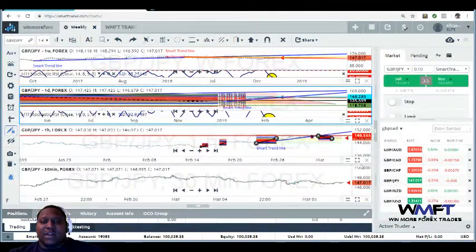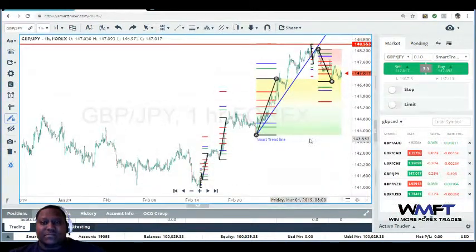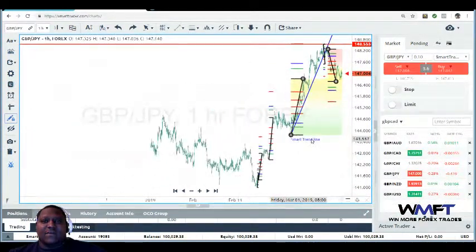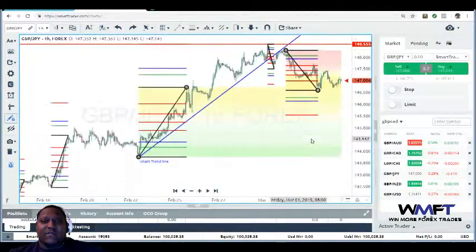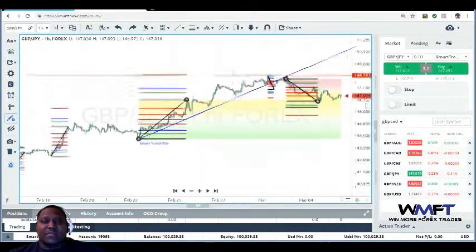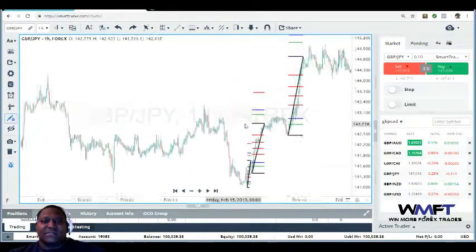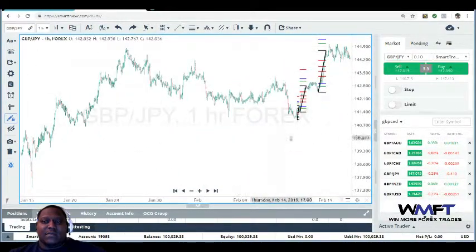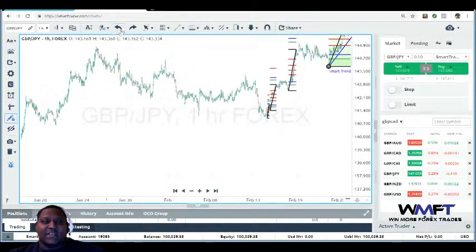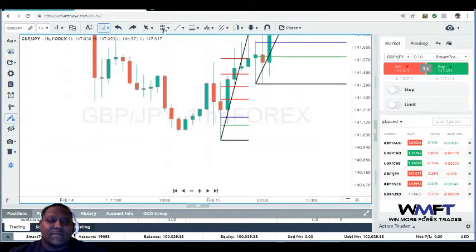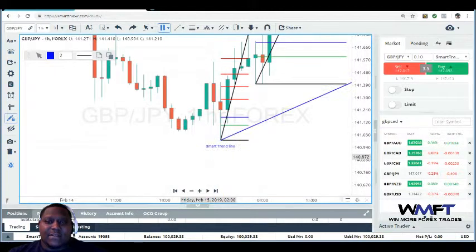Then we go to the 1 hour time frame, and on the 1 hour time frame, we have a trend line that has been broken. I don't know why Smart Trader is losing all of my trend lines, because whatever's going on is not cool at all. But it's alright, we're gonna handle it, man. We're gonna handle it. Okay.